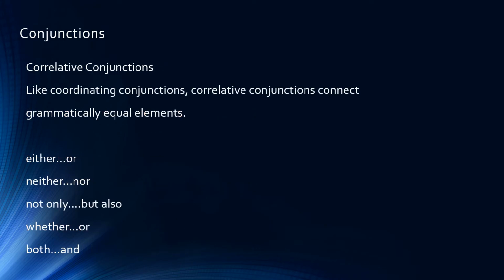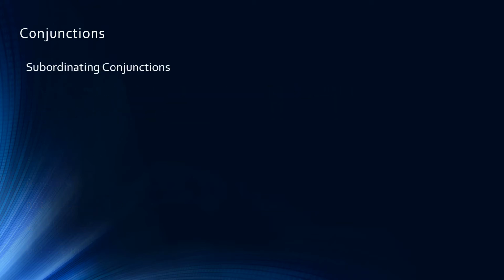The second type of conjunction is the correlative conjunction. Now, like coordinating conjunctions, correlative conjunctions also connect grammatically equal elements. And the correlative conjunctions are either/or, neither/nor, not only/but also, whether/or, both/and.